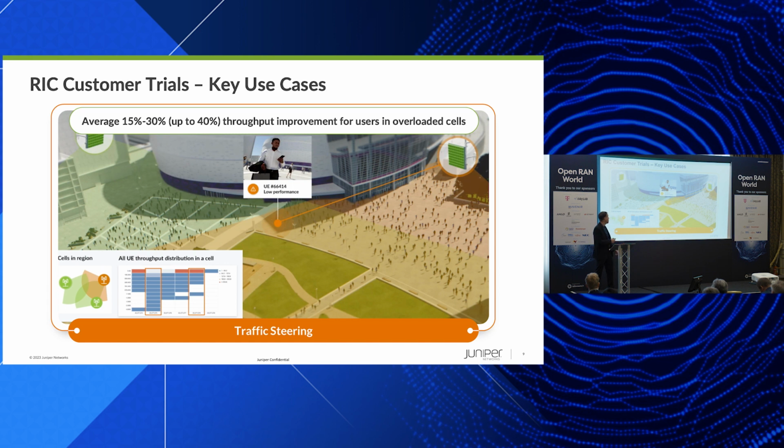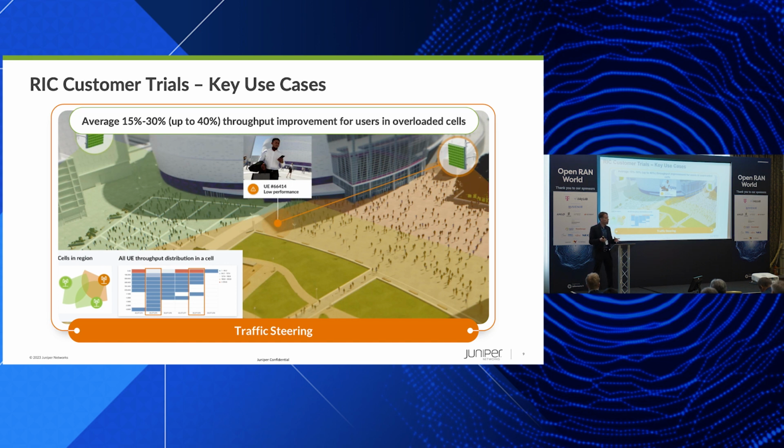So where you see in this case, this user is attached to that cell, but then it's congested, so the RIC and application will make the decision to offload to this cell here. It has 2 benefits. It reduces congestion of the cell, and it also improves the user experience because it gets additional throughput. And that's what we've seen in this trial in the commercial network.